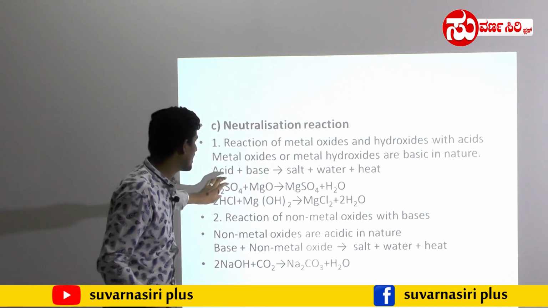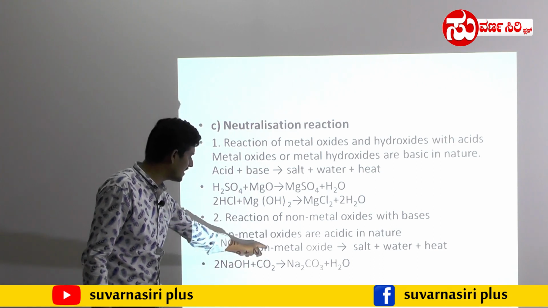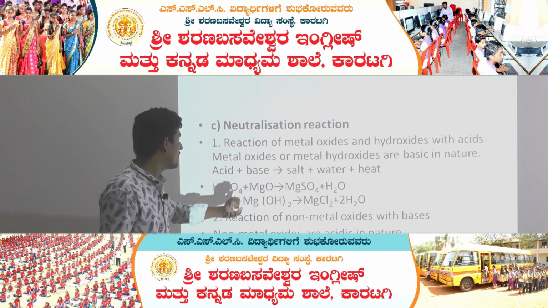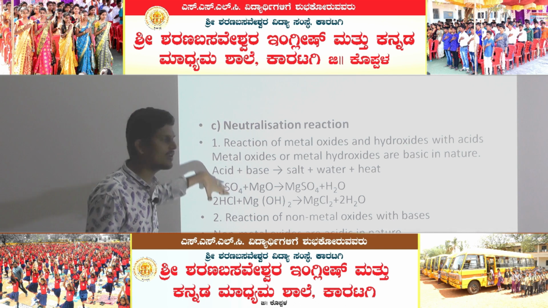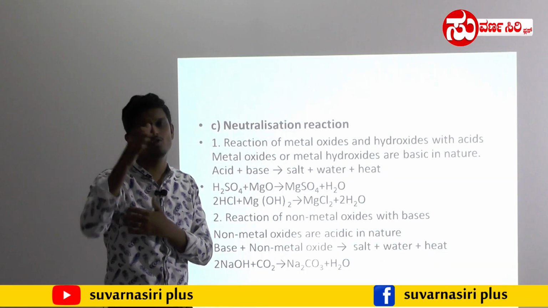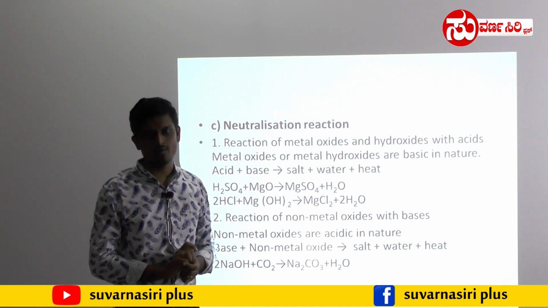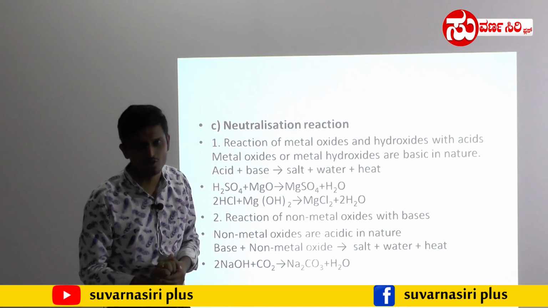Metal oxide only reacts with acid, non-metal oxide only reacts with base. Why? Because non-metal oxides themselves act as acid, and metal oxides themselves act as base. That's why they ask this question, which is the continuing part of the neutralization reaction they mentioned in your textbook. Neutralization reaction, you may write the example, HCl plus NaOH gives NaCl plus H2O. That is the common example they mentioned in your textbook.